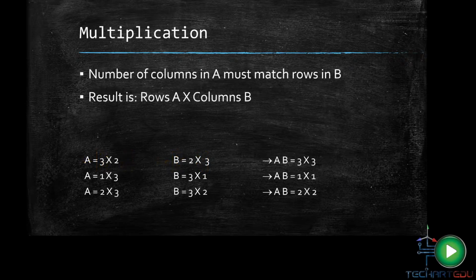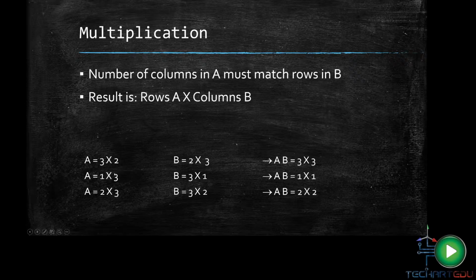Okay, here is a general rule: the number of columns in A must match the number of rows in B. So the result is the rows of A times the columns of B. In other words, if you have a matrix A, which is a 3 by 2 matrix, and matrix B, which is a 2 by 3, then you're going to end up with A times B being a 3 by 3 matrix.